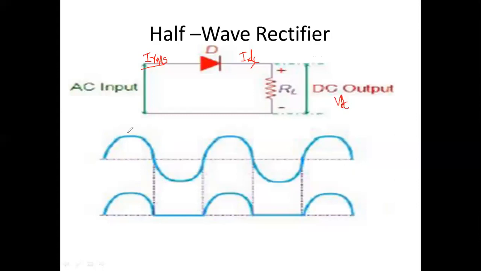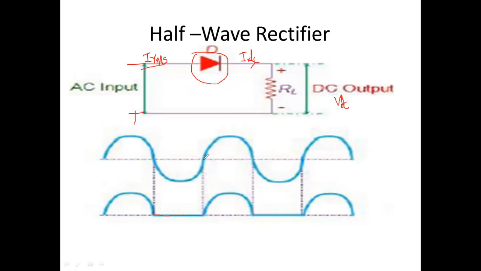So for the positive half cycle, it will conduct, and we will get the pulsating DC output here now. For the negative half cycle, this will become positive and this will become negative. Because of reverse bias, the diode will block the current. So it will act as an open circuit. No current will reach the destination here. So the output current will become zero. We are going to call that one here.